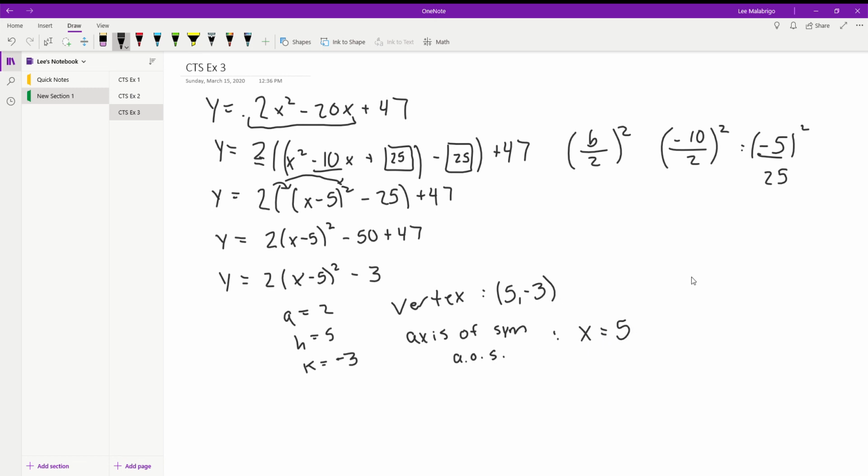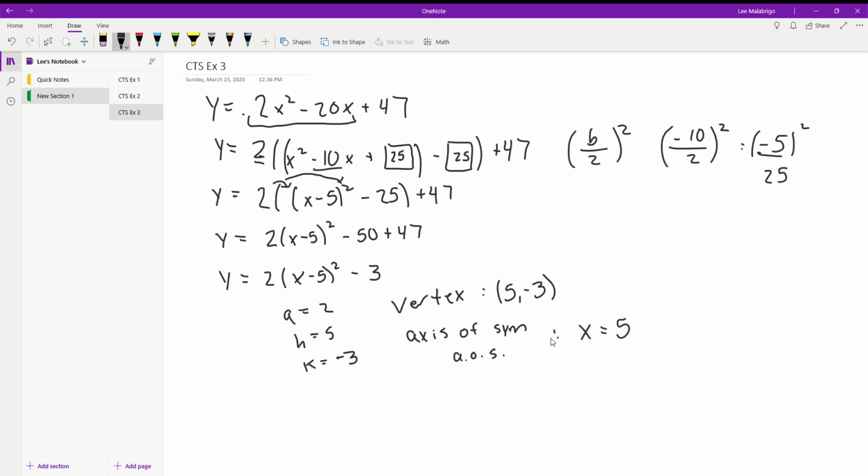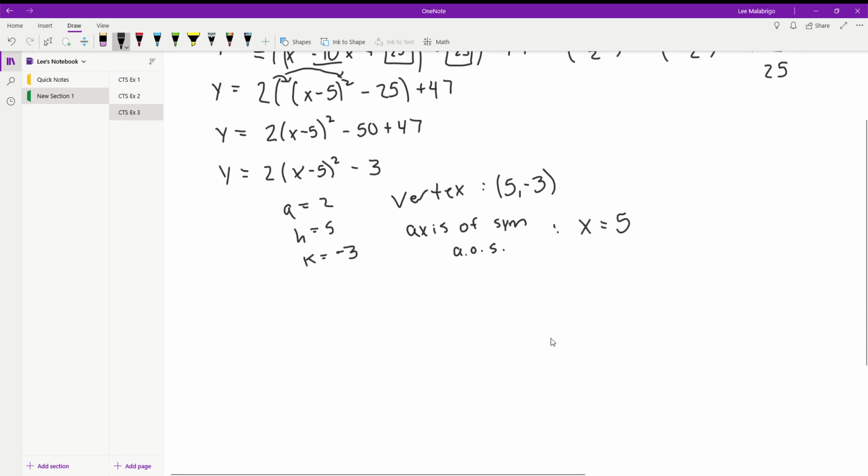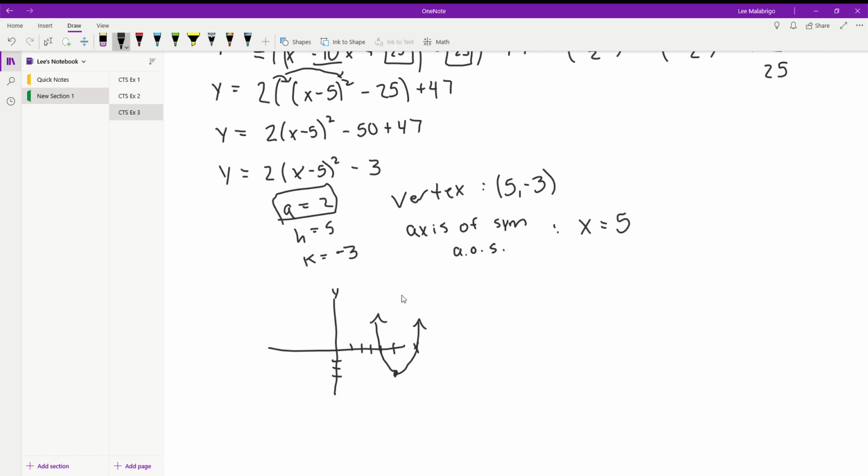And then if we go to graph this, I'm going to need a little bit of room, so I'm going to scroll down for a second. We have the x-axis, y-axis. We have 5, negative 3, 1, 2, 3, 4, 5. Negative 3, 1, 2, 3. We have our vertex right here. And then we can go ahead and draw our parabola. Actually, this one should be slimmer, right, because a is 2 and not 1.